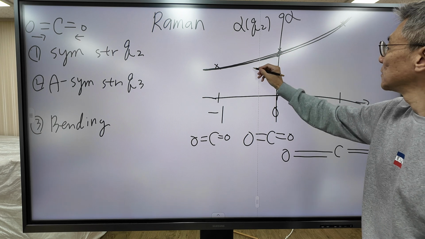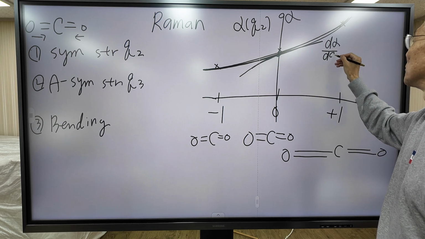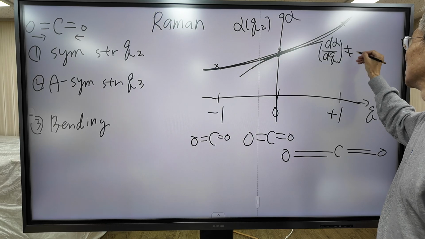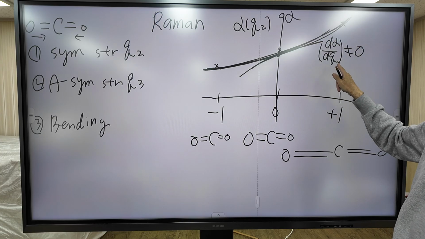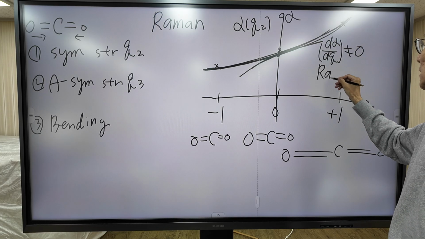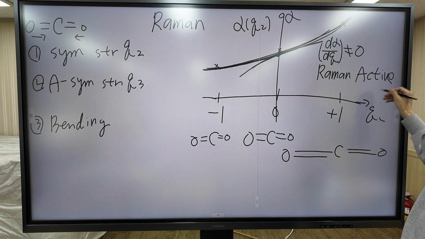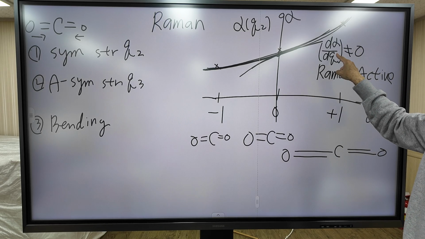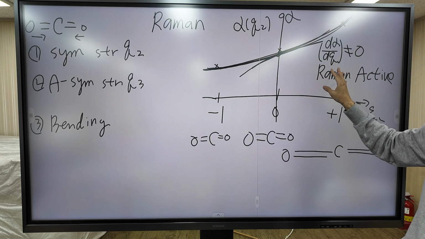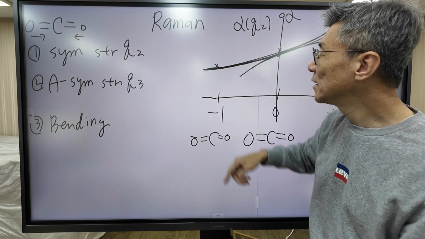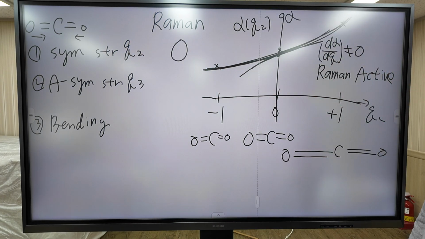Now I'm going to draw the slope, the derivative dα/dQ. It is not 0, right? Because this is an increasing function. So this mode is Raman active. As I said before, for Raman to be active, this derivative is not 0. So this mode satisfies the Raman selection rule. So the symmetric stretching mode is Raman active, right? You can observe a Raman spectrum.